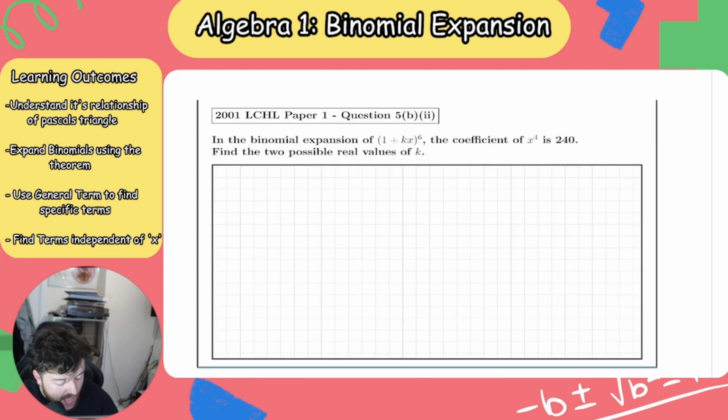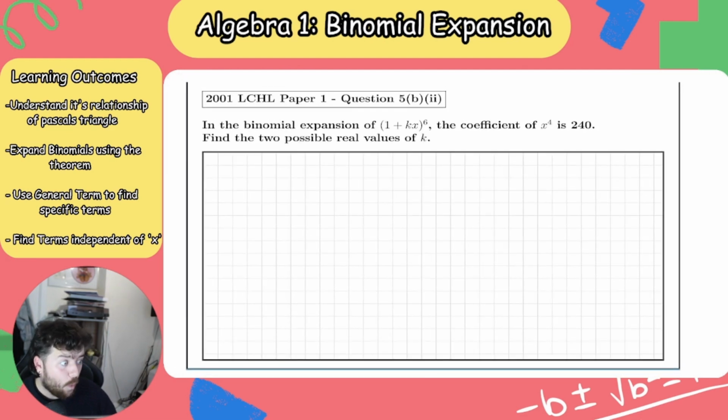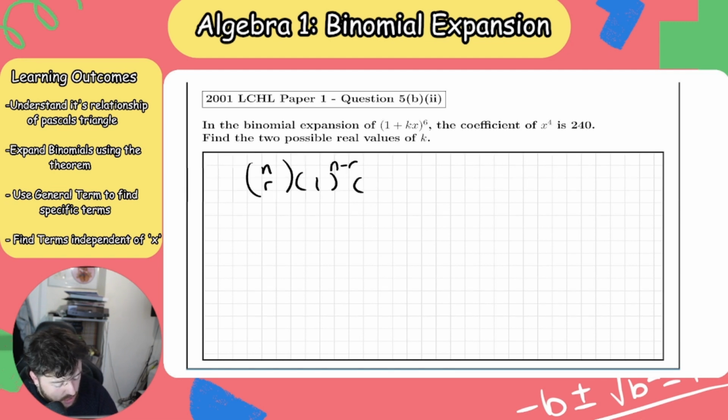Finally, let's look at this last exam question. This is from 2001. None of these were born yet. But in the binomial expansion of (1 plus kx) to the power of 6, the coefficient of x to the power of 4 is 240. Find two possible real values of k. So I have n choose r times 1 to the power of n minus r times kx to the power of r. Now I want x to have a power of 4, and the only way it will is if r is equal to 4, because the only thing that has x in it is this term. So r is going to equal 4.